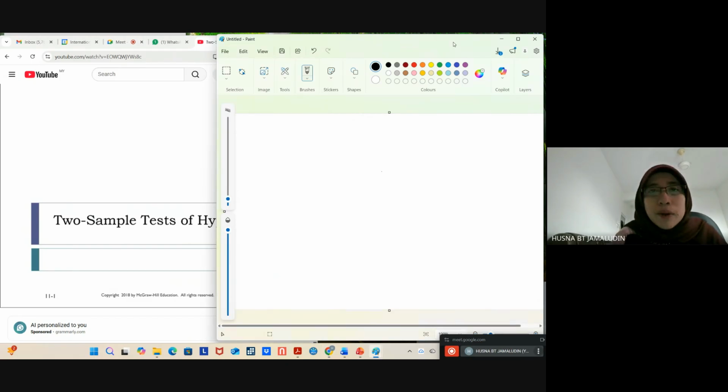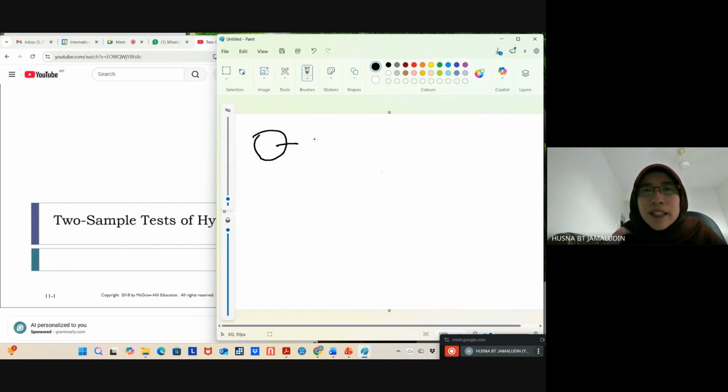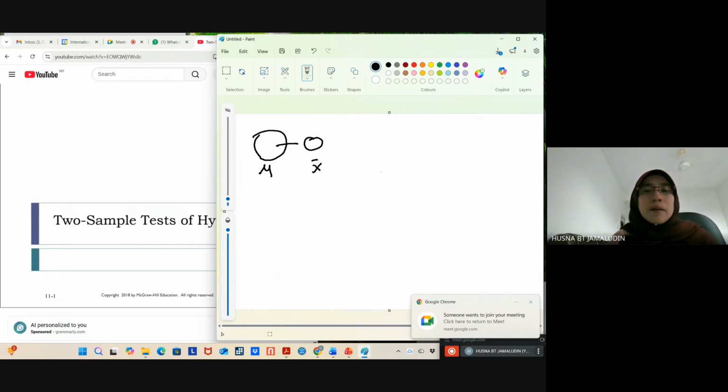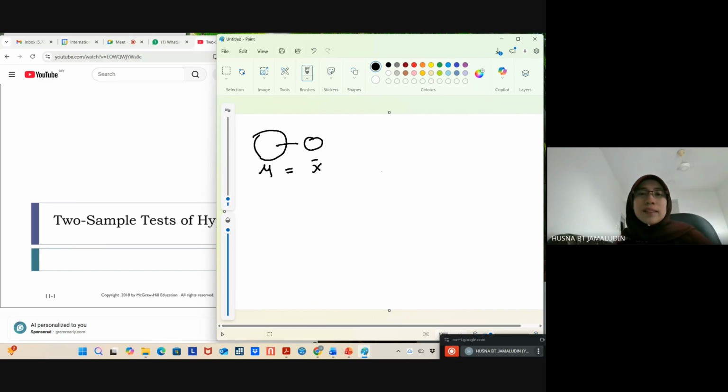So you have this population, and then from this population, you are taking the sample. So this is the population, and this is the sample. You want to compare whether your sample mean is equal to your population mean. That is one sample. You are just looking at a particular sample.